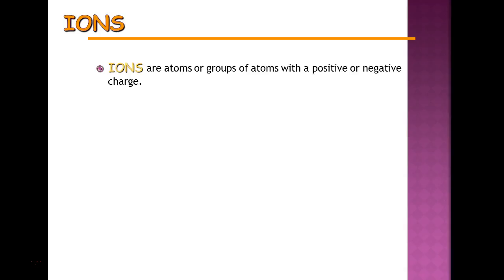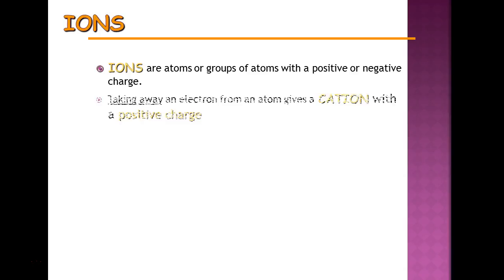In an atom, atoms are neutrally charged. They have an equal number of protons and electrons. So if they gain or lose electrons, they're going to become ions. And they do this to become more stable. So if an atom loses electrons to become more stable, we call that a cation, which has a positive charge.